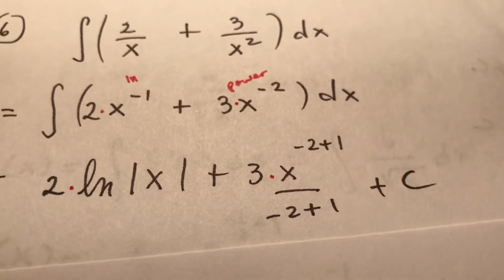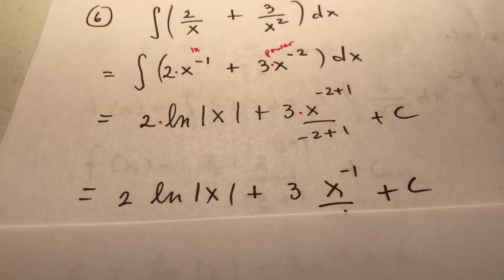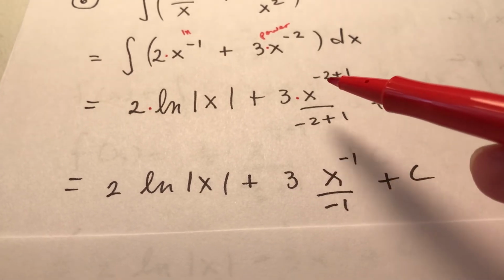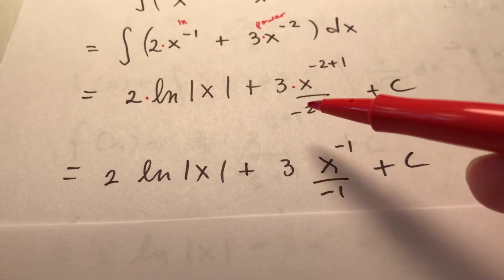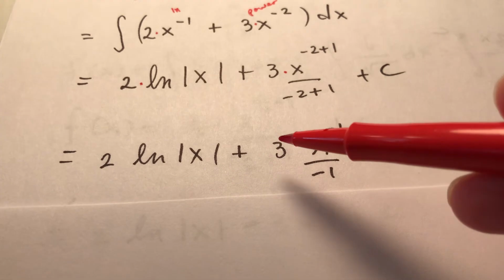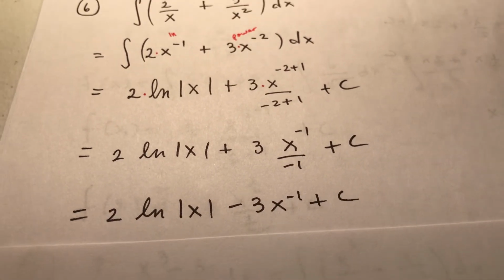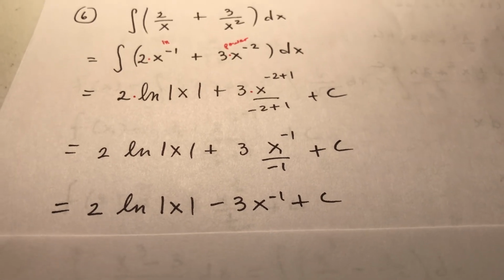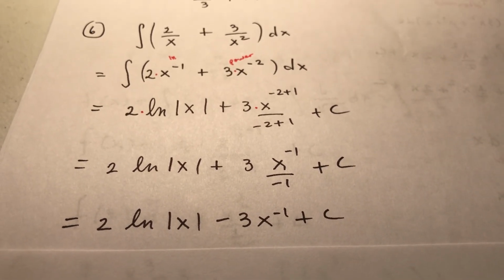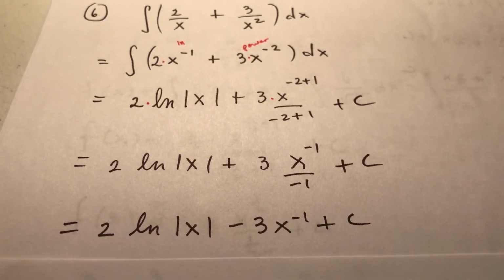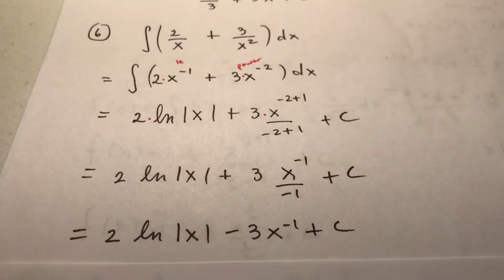We're going to simplify that. So our 2 ln absolute value of x is lovely. We don't have to do anything to that. 3, now I'm going to add that. Negative 2 plus 1, negative 1 over negative 2 plus negative 1. And then these two can be combined to give us 2 ln absolute value of x minus 3x to the negative 1 plus c. And if you wanted to, you could even write that as 1 over x, but that's fine. As long as you have each term simplified, that is okay with me.